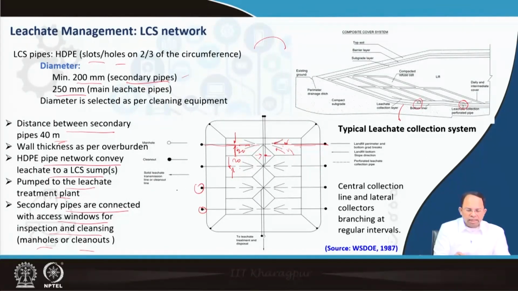Sometimes we also provide manholes so that we can inspect the condition in the line. The manholes of course come from the top, so from there we can see what is there. So we have also given access to this pipe network. As you can see in this image, there is a central collection line and lateral collectors branching at regular intervals. So that is how the leachate collection network has to be designed for a landfill.